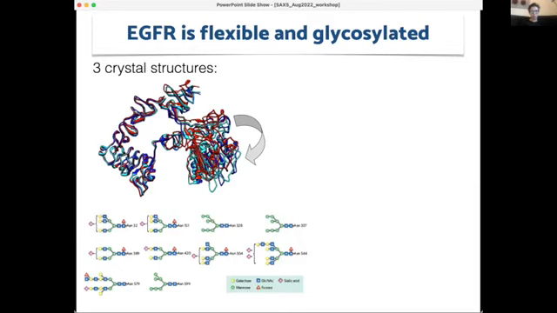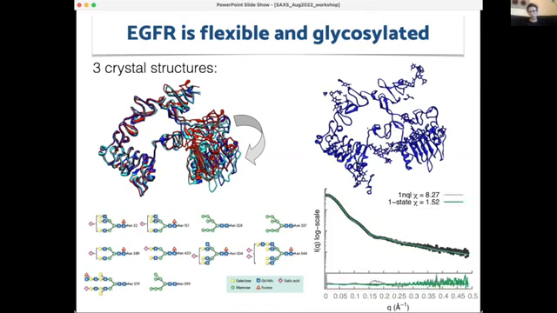Let's start with EGFR. EGFR turned out to be slightly flexible. This domain can move, in those 3 crystal structures, but it doesn't move a lot. And actually the main problem was glycosylation. It has 10 glycosylated positions. And if we grow those structures a little bit and combine them with the glycans, we can get quite a good fit to the data with a one state model.